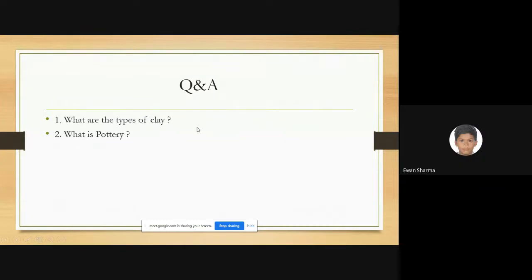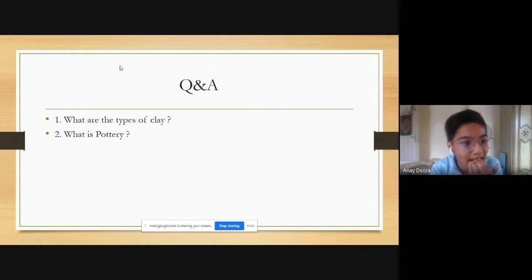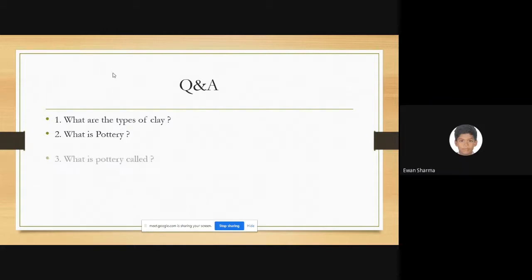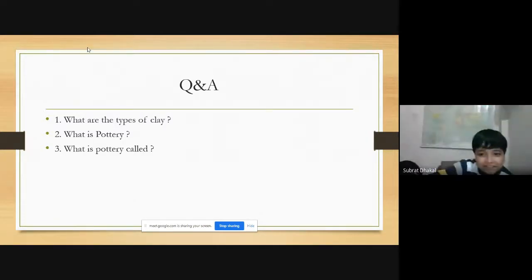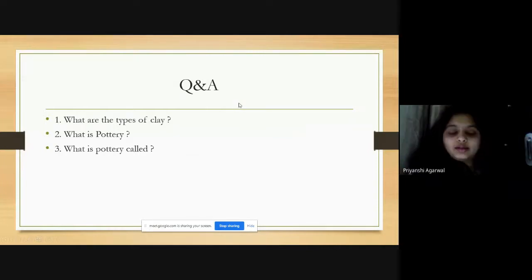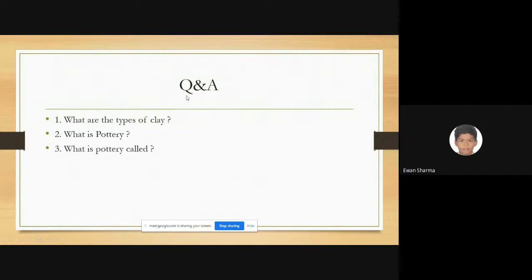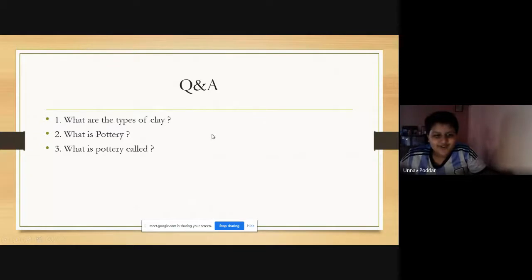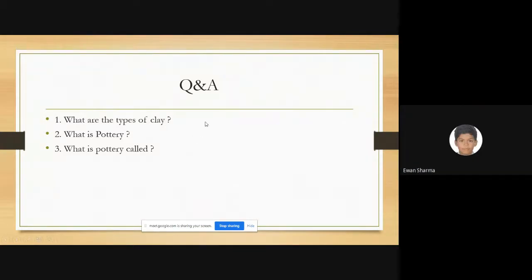Okay, what is pottery? Pottery is a traditional occupation which is a talent to turn clay into pots using a tool or hands also. Okay, so what is pottery called? I didn't understand. Good question. Pottery is like a traditional non-agricultural occupation, no? Pottery is also called handmade crafts. But the question should be, what is pottery, not what is pottery called? So pottery is called handmade crafts.